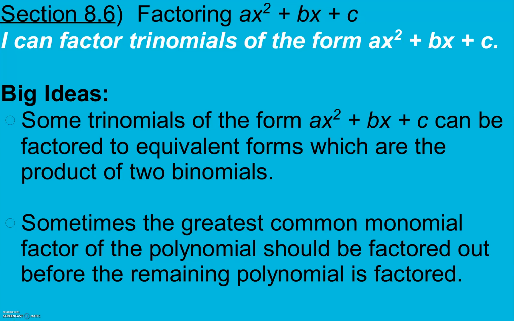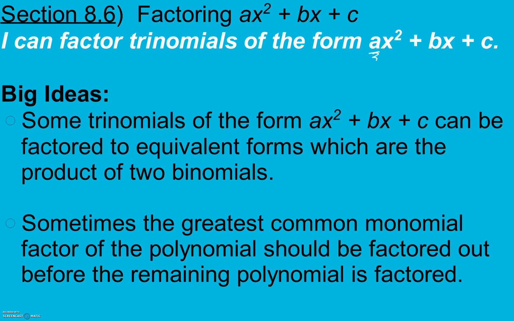Section 8.6 is factoring ax squared plus bx plus c. I can factor trinomials of the form ax squared plus bx plus c. The difference between this and section 8.5 is that we have a number in front of our x squared. Here I have an a value, and we have to get rid of that in order to factor the same way.